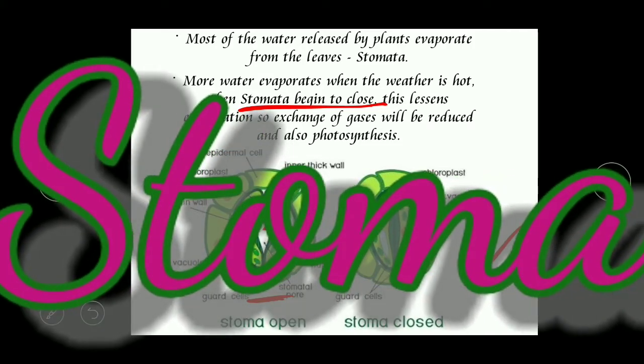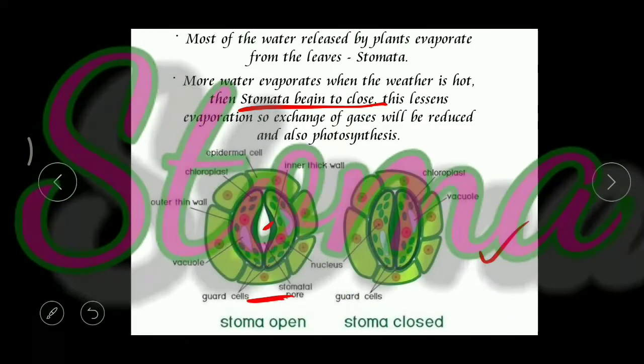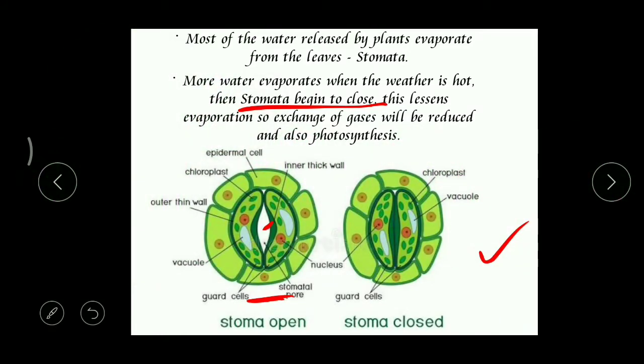Yes, stoma. And here, this is a closed one. So, when the weather is hot, this stomata automatically becomes like this. That means it closes. When it closes, evaporation decreases. But at the same time, the exchange of gases also decreases a little bit. Not completely stopped, but decreases.